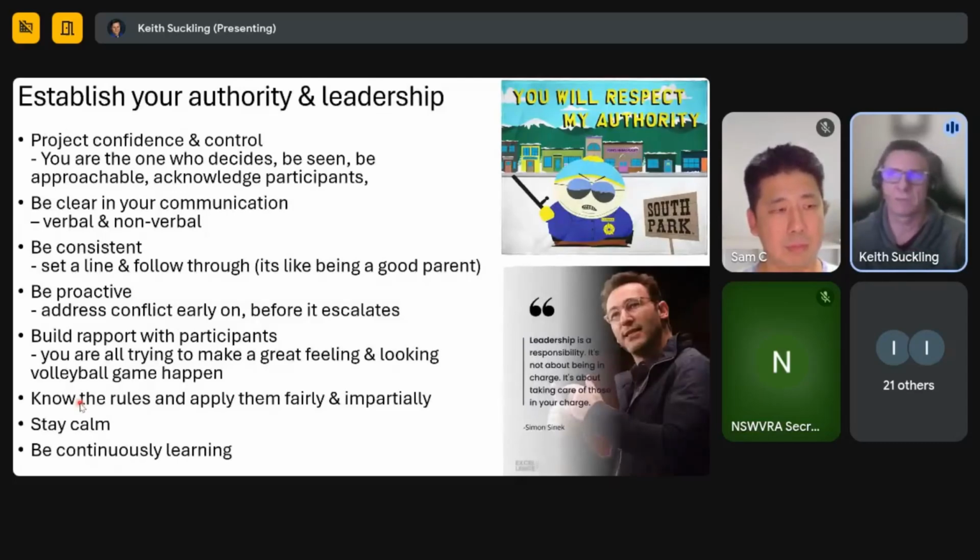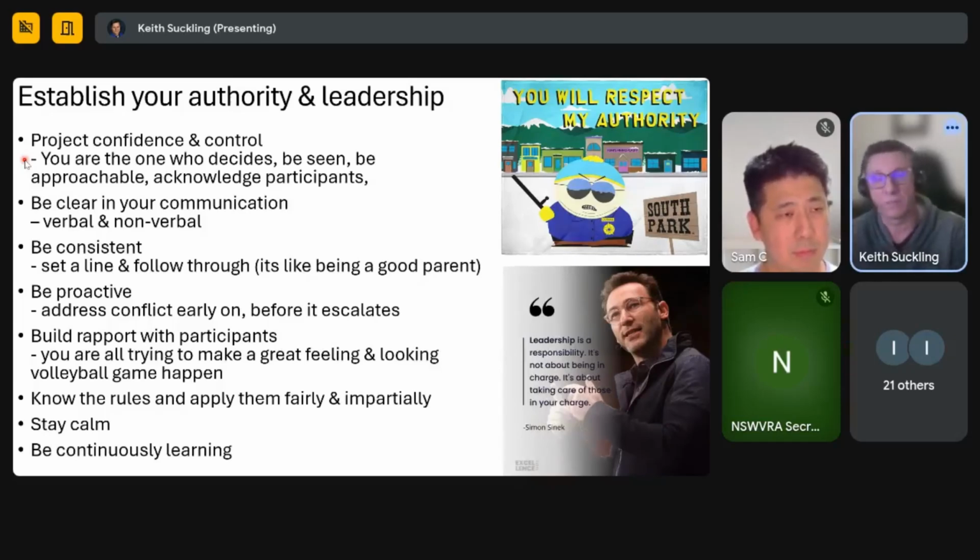A few dot points that we can go over about how you establish authority and leadership. First one, you project confidence and control. One of the key things about being the referee here is you are the one who decides, and you need to behave like it. When something goes along that isn't quite okay, it might be that someone else calls someone into line, but you need to be on that path as well. And so you are the one who decides, and so you need to be seen to be doing that.